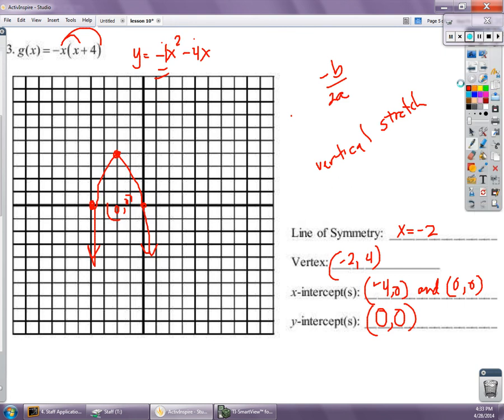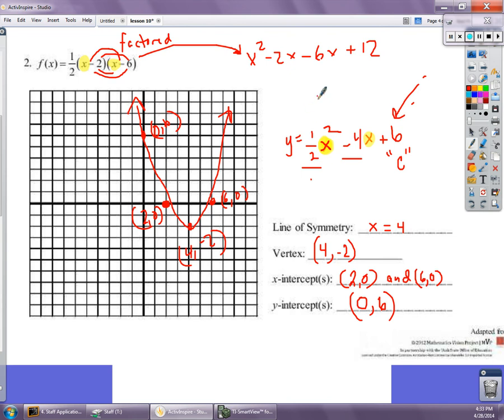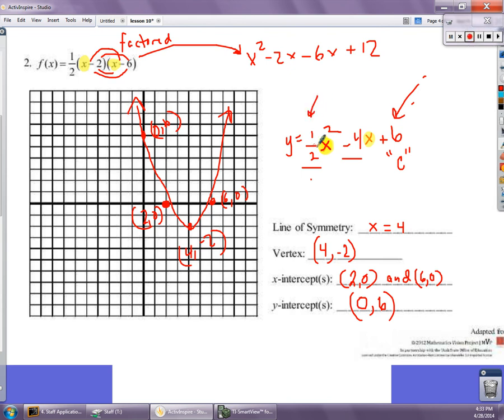In the one we just did, the number in standard form was 1/2 x squared. So there was a vertical stretch. It actually was wider. The dilation was 1/2.